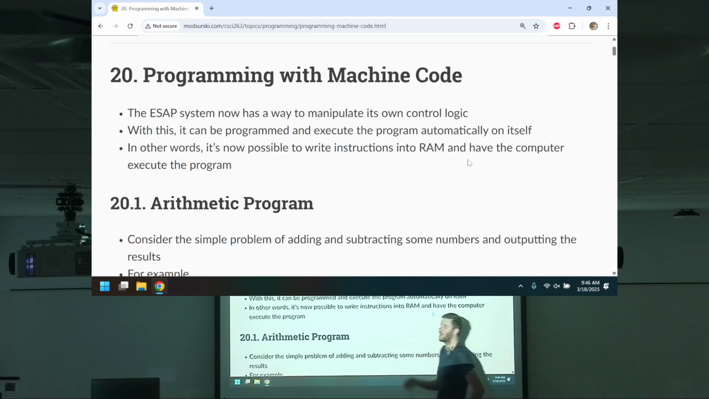And with this, the program can be executed, like the system can execute its program entirely on its own. We just have to give it the program, and then it can actually execute and run the program on its own now. So we can write instructions into RAM and hit run. And the system should be able to do all of the instructions that we told it how to do.